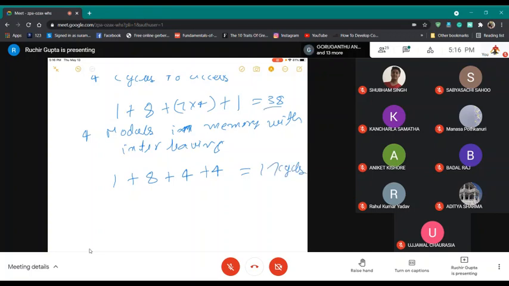So you can see that there is a substantial difference if you are shifting from a single module to interleaved modules.